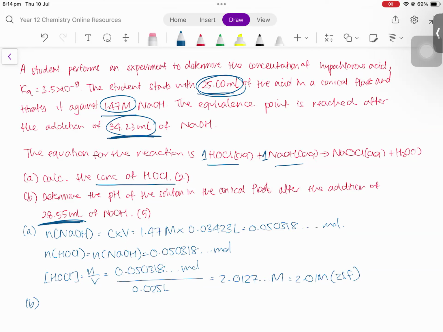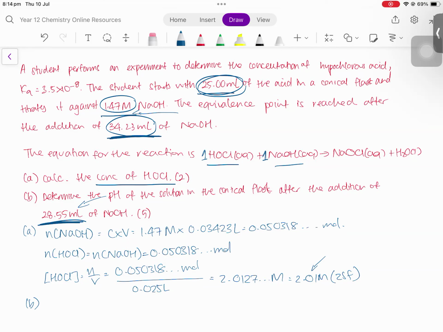finish the titration. Yeah. So guys, part B, if you reword it, this is what part B literally is. Part B is you've mixed HOCl, 25 mils of it, and now we know the concentration, 2.01 molar. You've mixed it with 1.47 molar NaOH, 28.55 mils of that. What's the pH of that mixture? That's all part B is. Yeah. So take part B out of the titration context now.